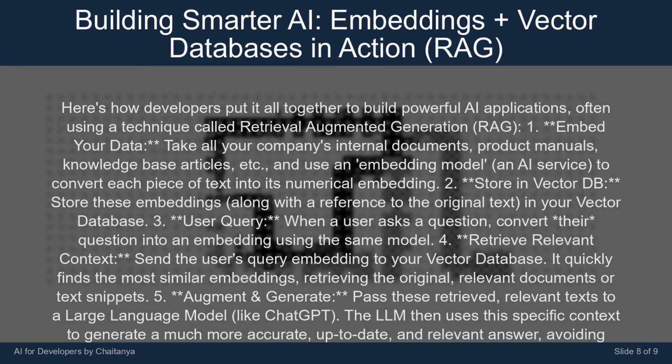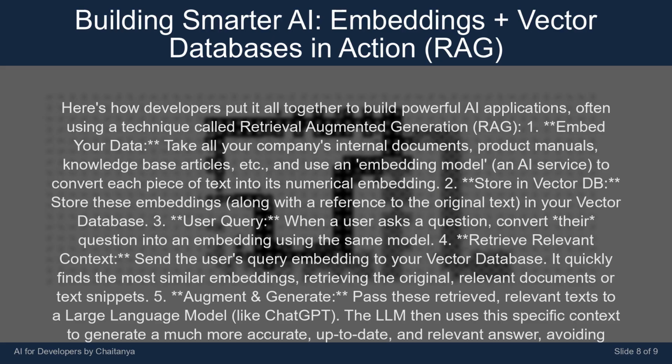Often using a technique called Retrieval Augmented Generation, RAG. One, embed your data. Take all your company's internal documents, product manuals, knowledge base articles, etc., and use an embedding model, an AI service, to convert each piece of text into its numerical embedding. Two, store in VectorDB. Store these embeddings, along with a reference to the original text, in your vector database. Three, user query. When a user asks a question, convert their question into an embedding using the same model.